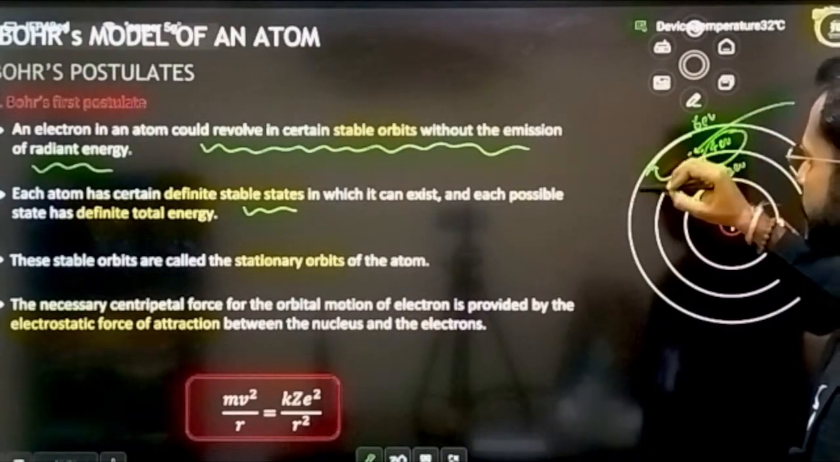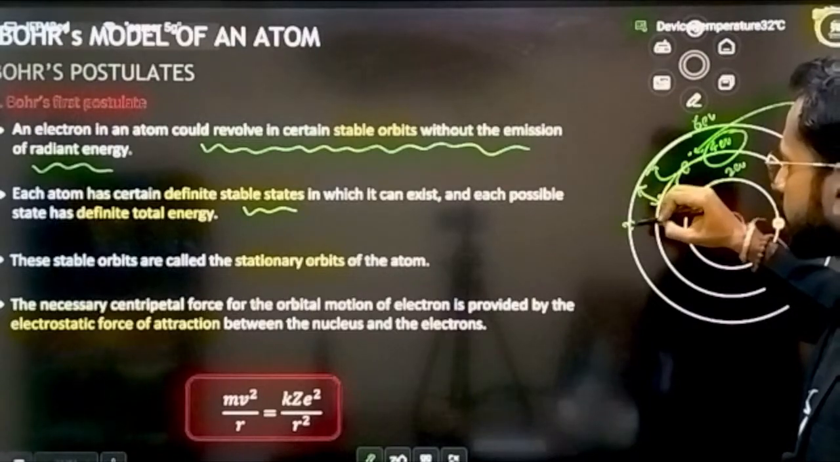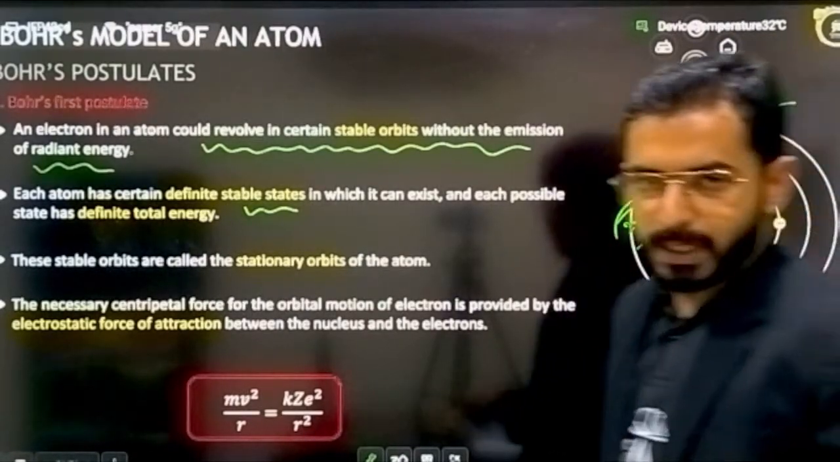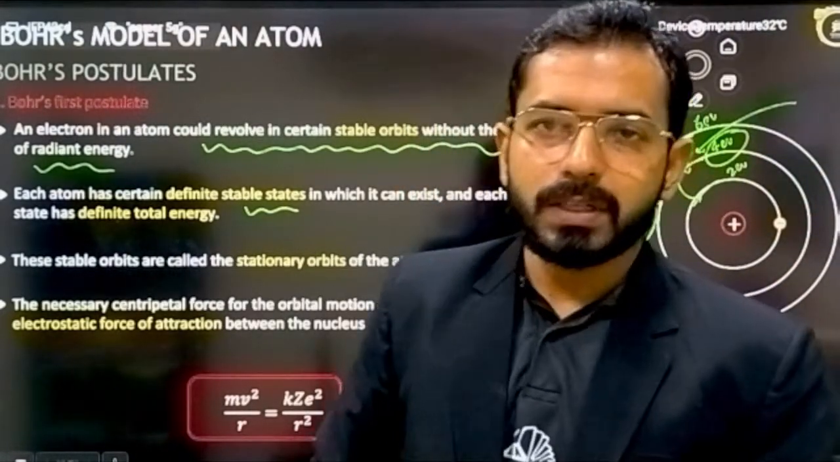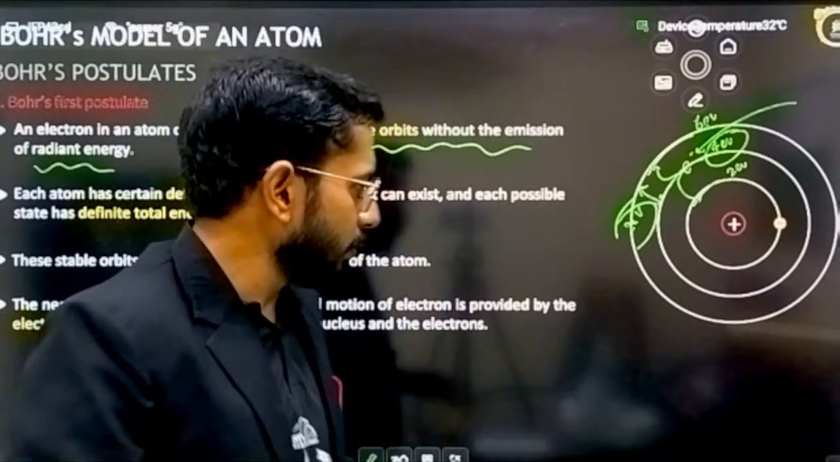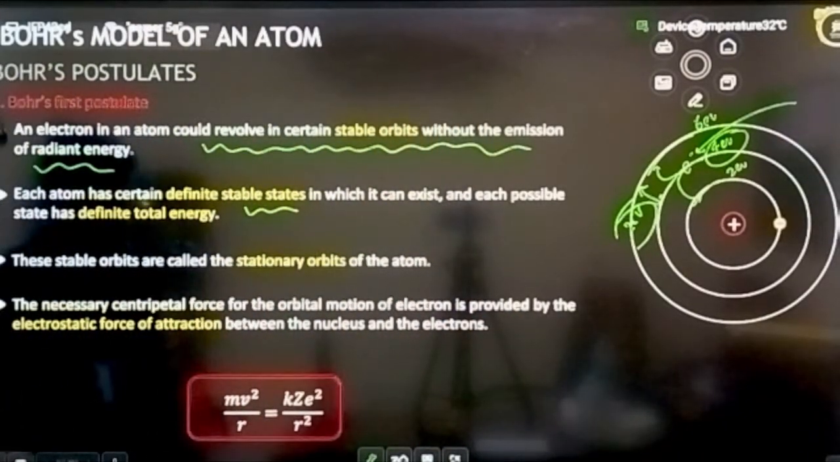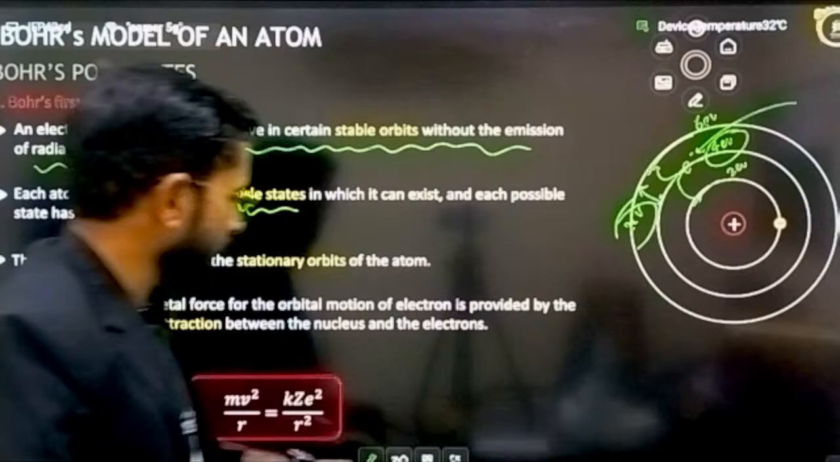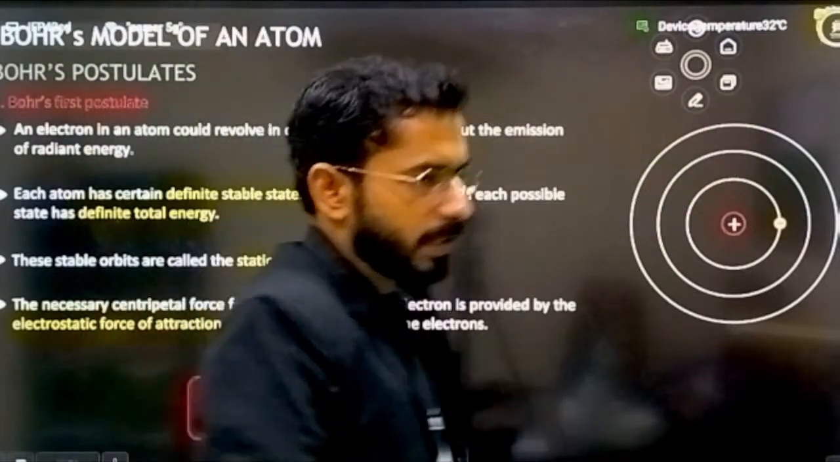That will be the difference between these two energy levels, that is equal to 2 electron volt. This was explained by Bohr, and in more depth we are going to see it when we understand the spectrum and those kinds of things. Okay, for now, just understand this much.